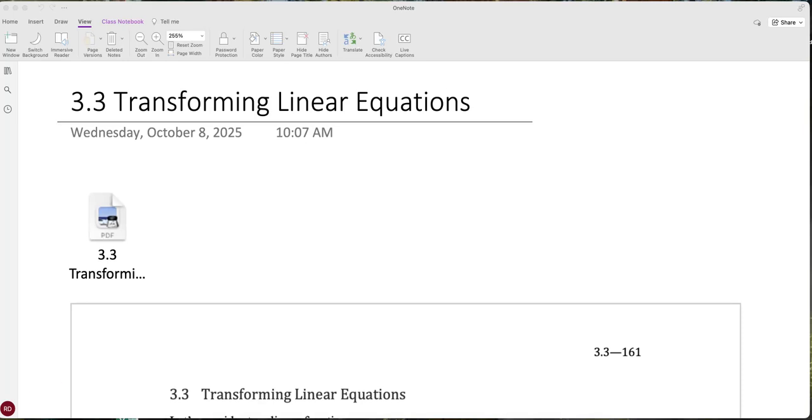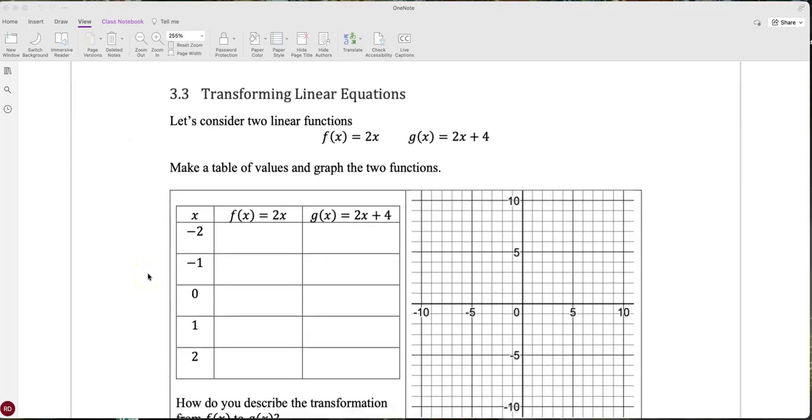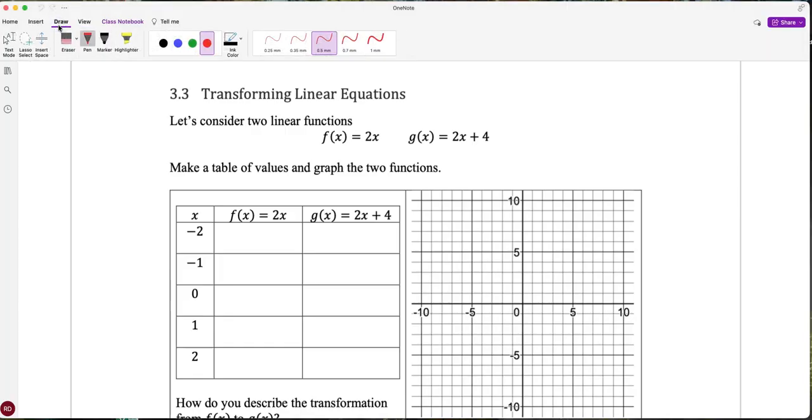Okay, Algebra 1, Section 3.3. We're talking about the transformation of linear functions. We introduced function notation last time we were together. When I look at this, this is a function called f. The way we read this, f of x is 2x.